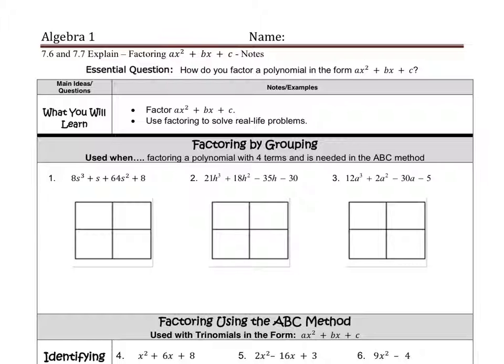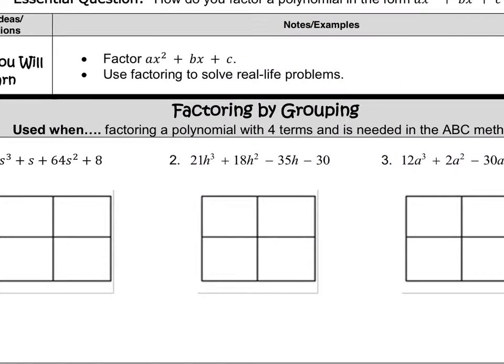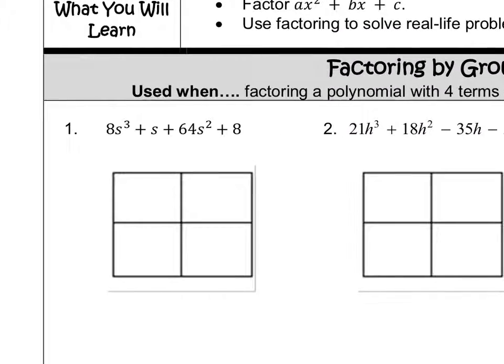So we're going to start out with polynomials with 4 terms. And we're going to use our box method to get these 4 terms factored out. So let's go ahead and just start with number 1. And what we've got are these 4 terms right here. And I'm going to go ahead and just put them in my 4 boxes.